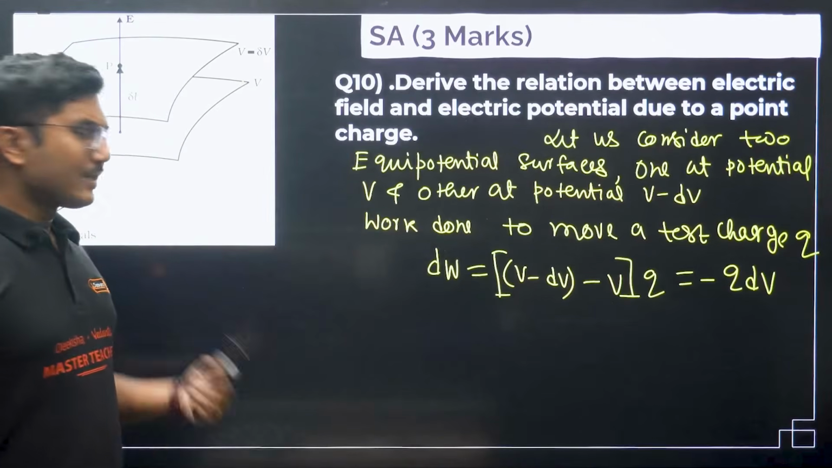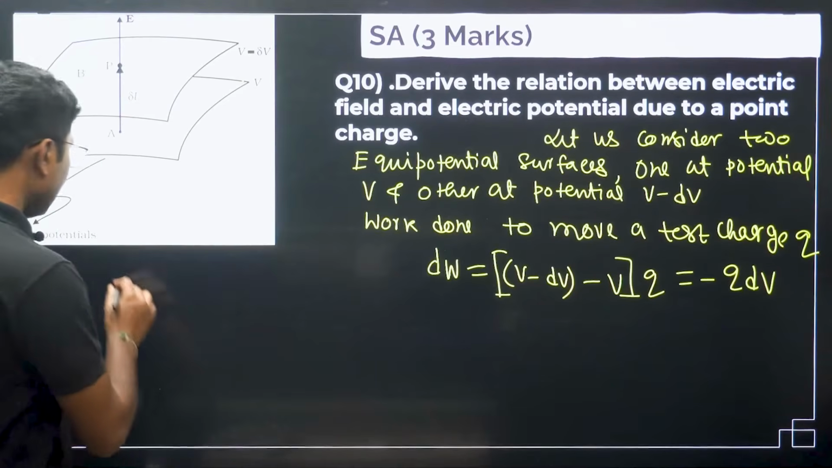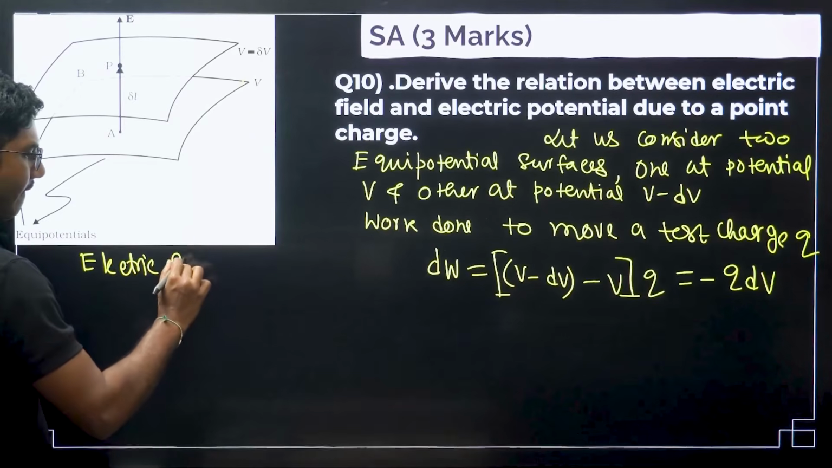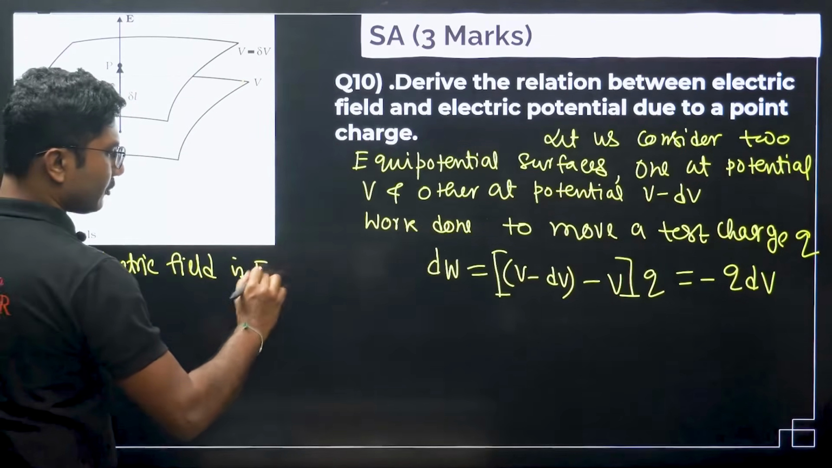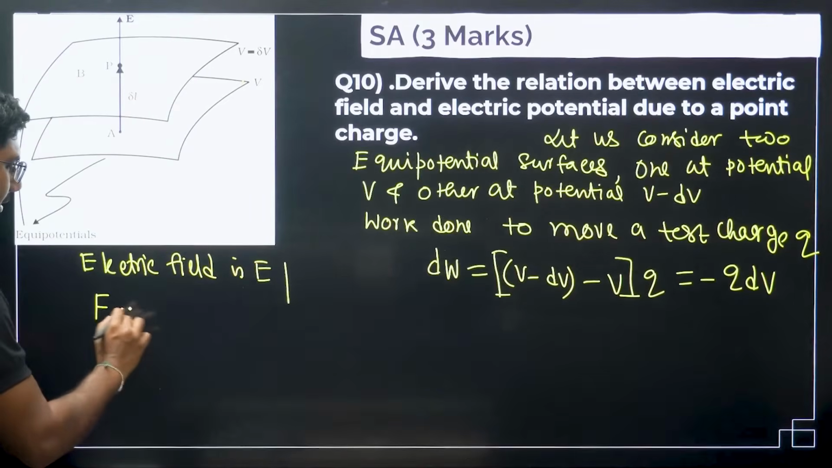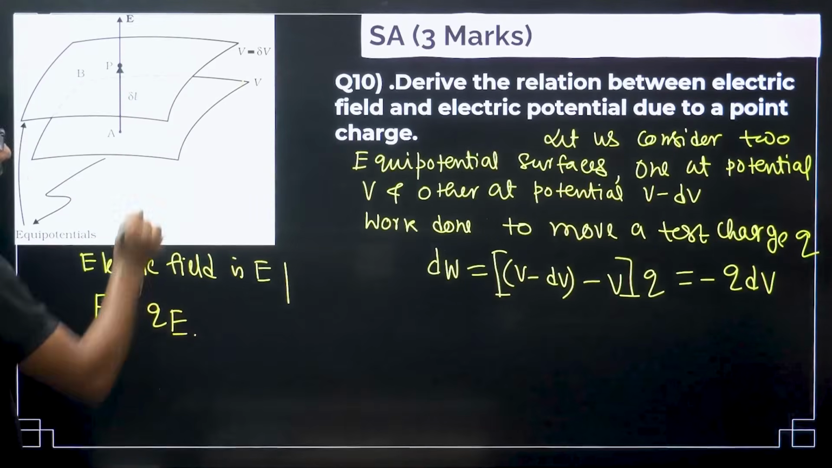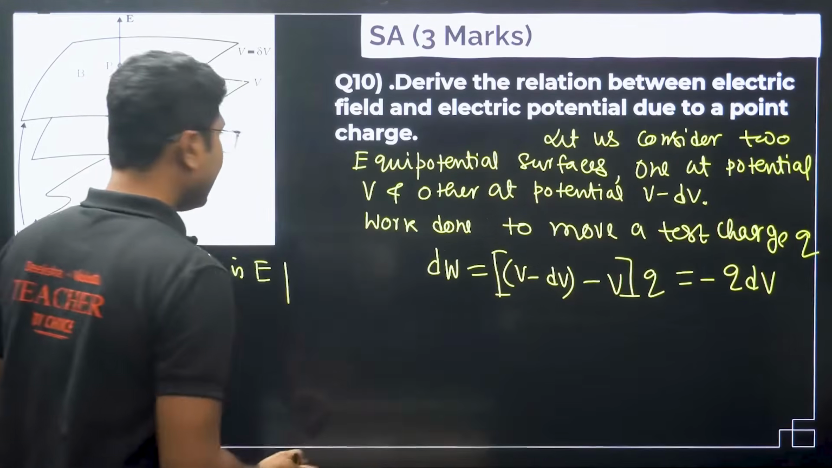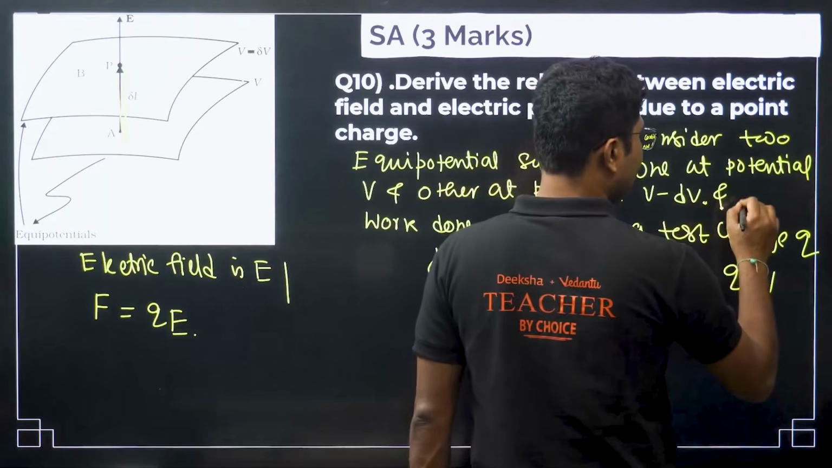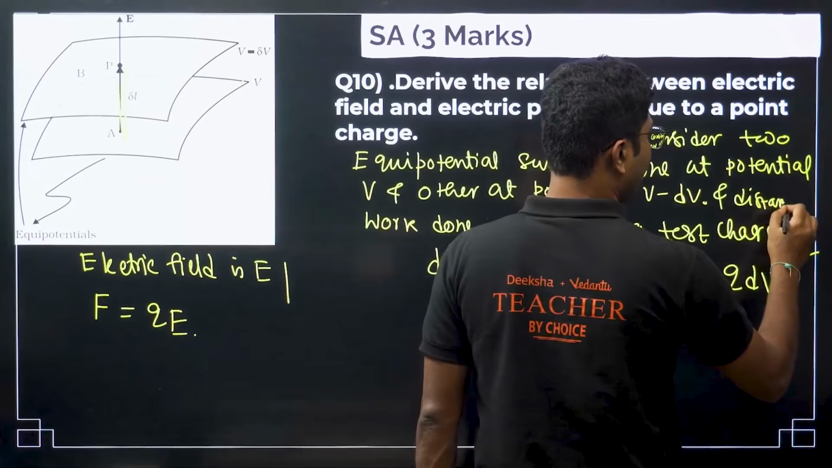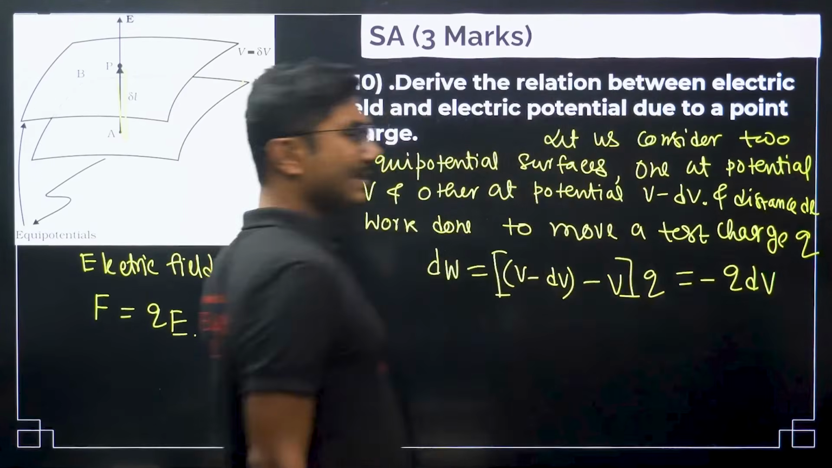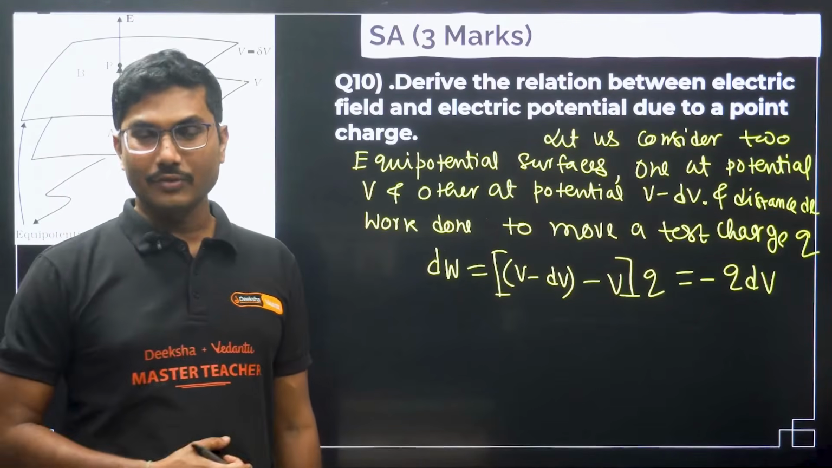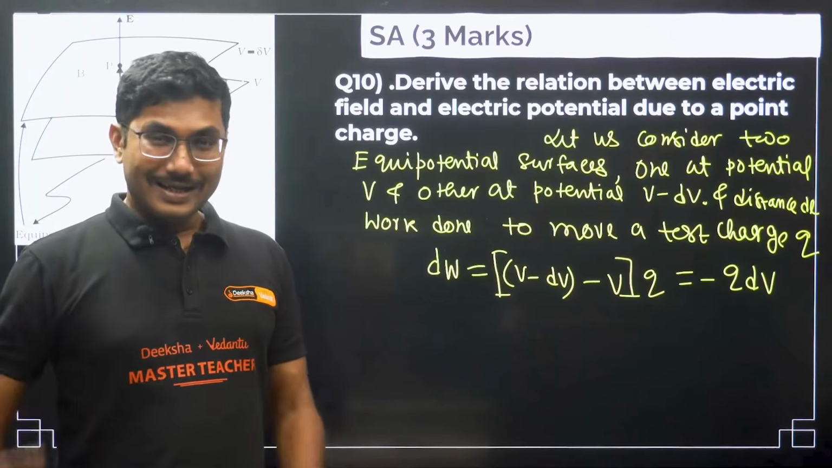Okay, suppose the electric field is E. So if the electric field is E, then force is given by Q into E. And if the distance between the equipotentials is dl, then from the mechanical work done, what is the definition or expression of mechanical work done? F into S, right?